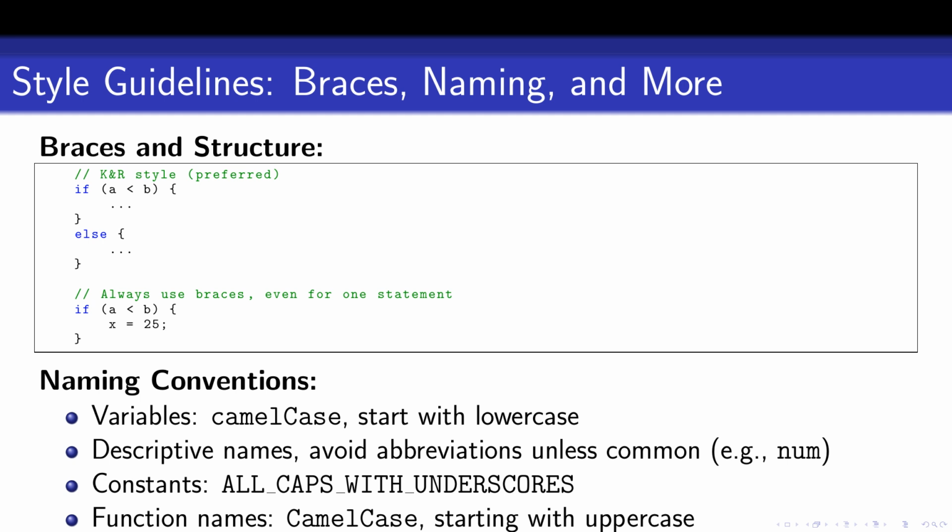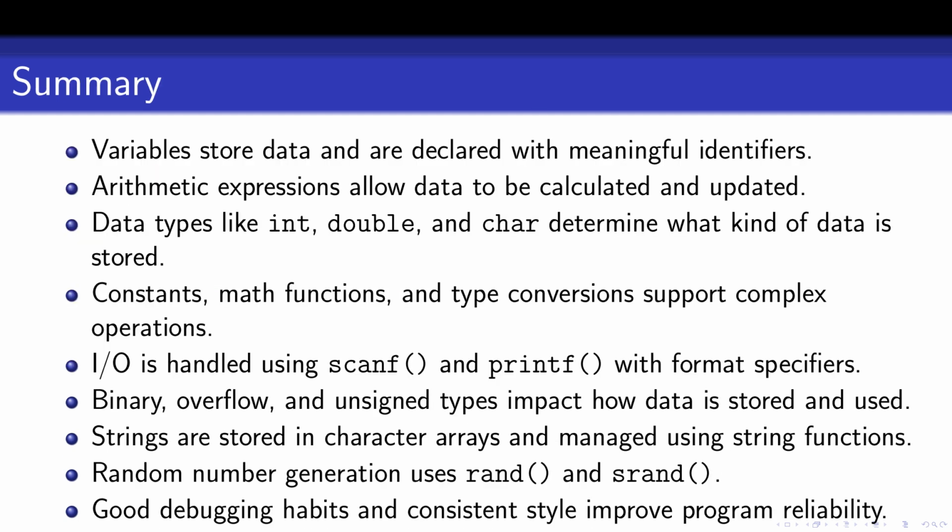For naming, use camel case for variables and function parameters, and capitalize function names, like PrintMessage. Variable names should be descriptive, so prefer numStudents over n or s. Constants should be written in all caps with underscores, like MAX_HEIGHT. Declare your variables early in a block and initialize them when possible. These naming and brace conventions will not only help your code look clean, but also align with what's expected in many professional coding environments.